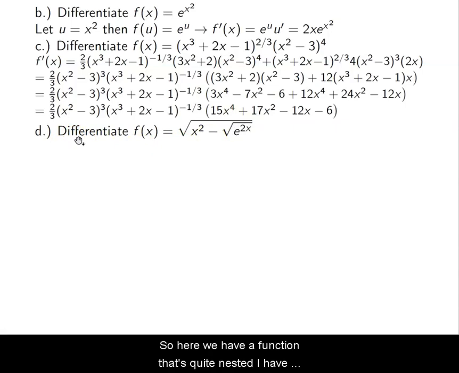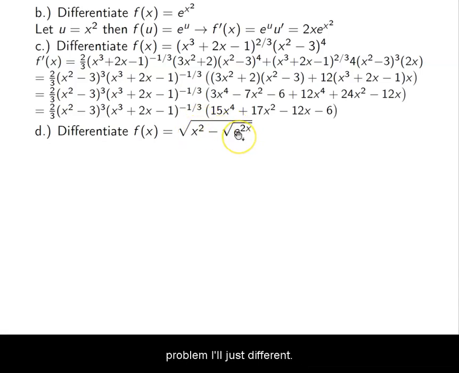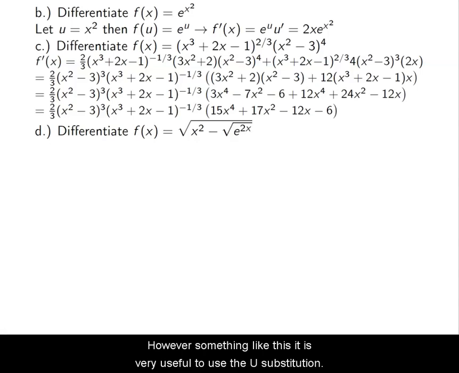So here we have a function that's quite nested, right? I have some function inside of the square root, inside of another function inside of the square root. So I'm kind of 4 layers deep here, right? So when you're comfortable with using the chain rule, you can just go, right? Like when I'm trying to solve this problem, I'll just differentiate it. However, something like this, it is very useful to use the U-Substitution method.